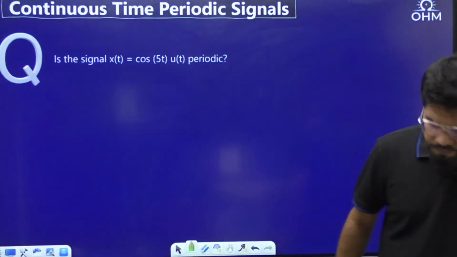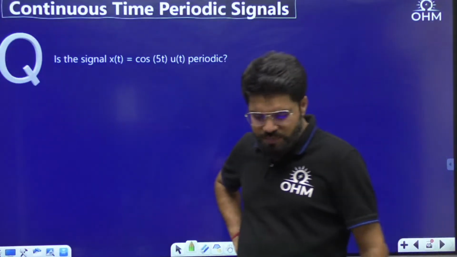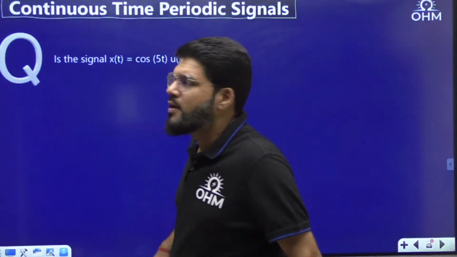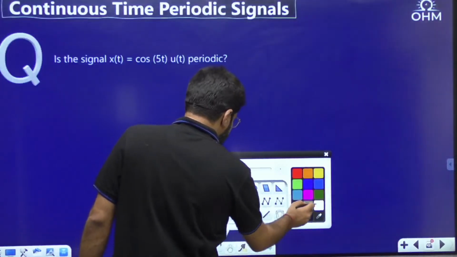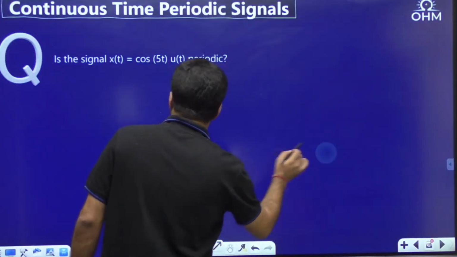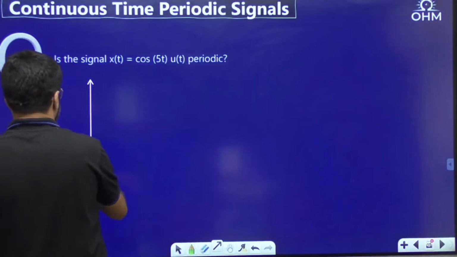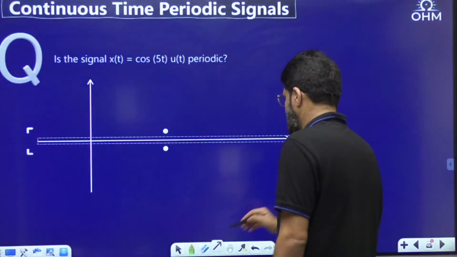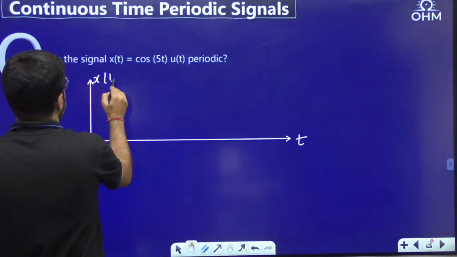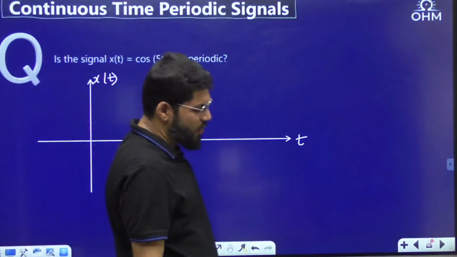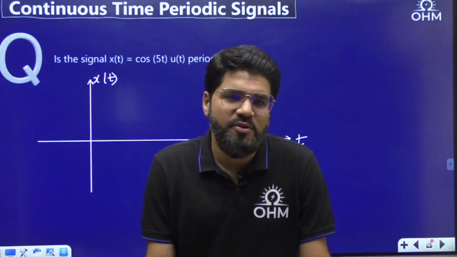A fundamental question: is the signal cos 5t u(t) periodic? Just asking. If it is periodic, tell me the period as well. Is this a periodic signal? Now see, if it was only cos 5t, we all know, I just told you that cos omega t or sin omega t are always periodic with period 2 pi by omega.